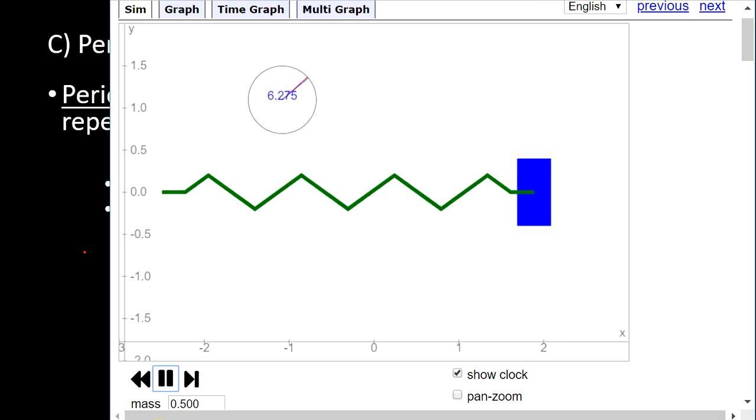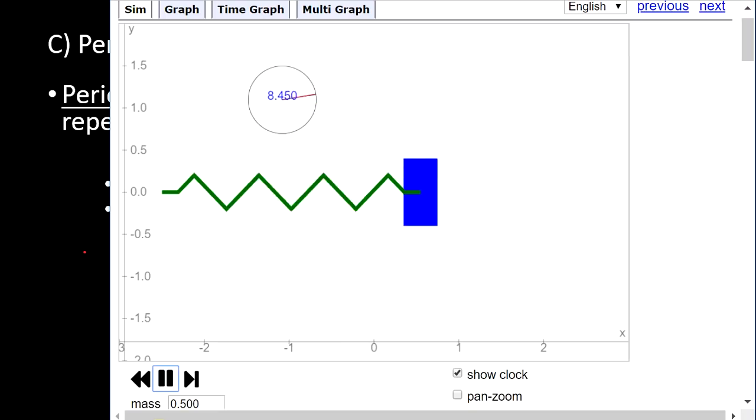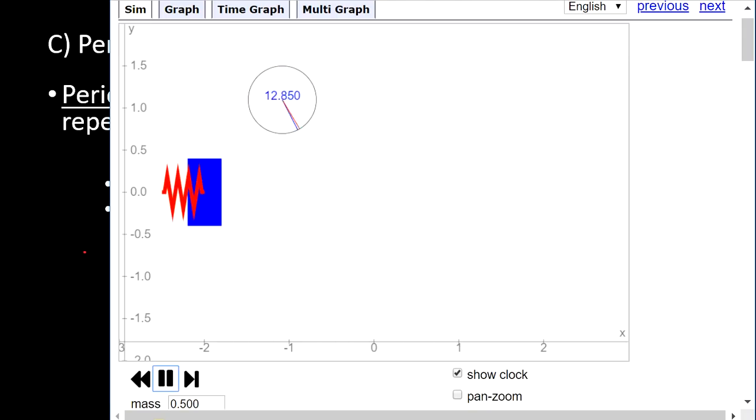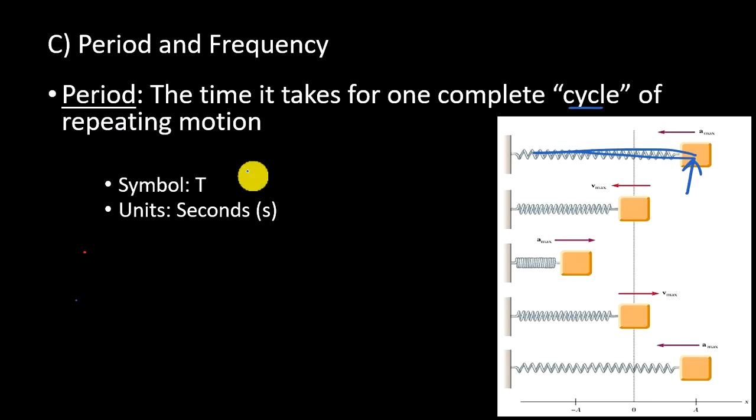You could pick where you start. I could look over here. So the period would be here to here. And if I had a stopwatch, I could time that. It's just a measure of time. So because it's a measure of time, we'll use the letter t, but they give it an uppercase T because it's a very specific time. It's the time for one cycle. The units are seconds.